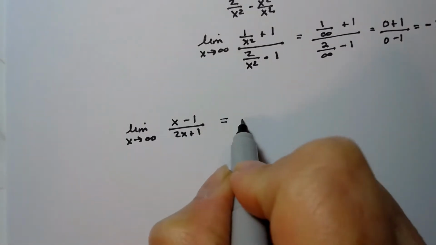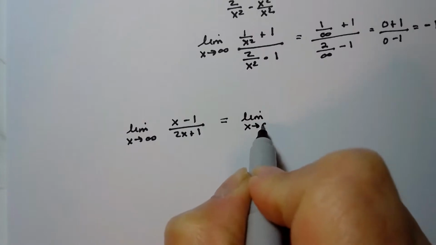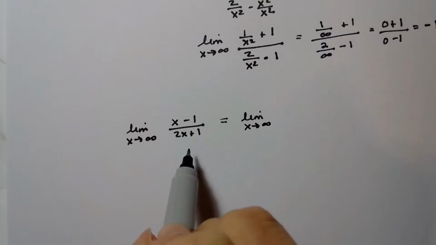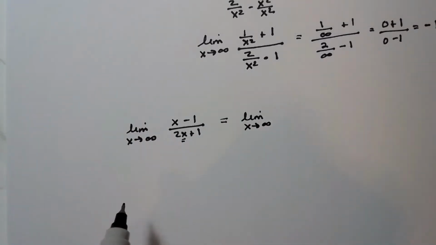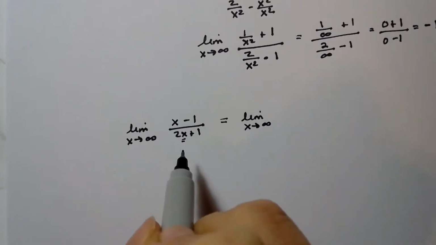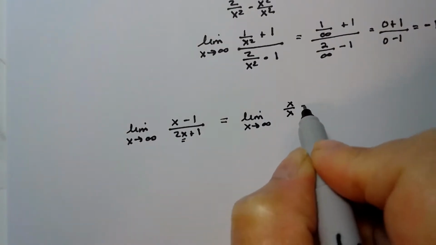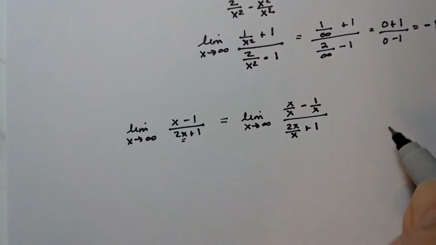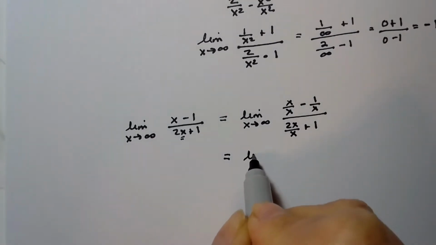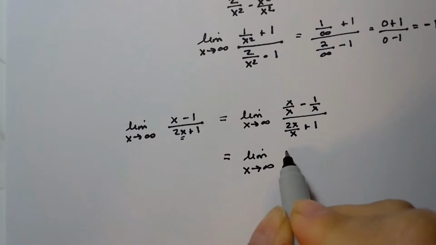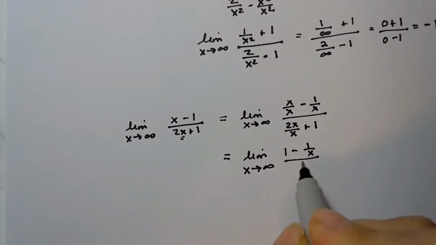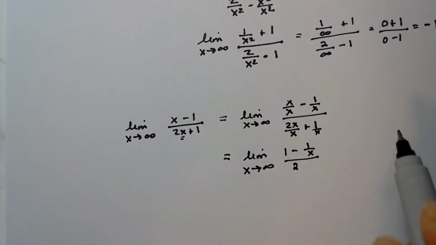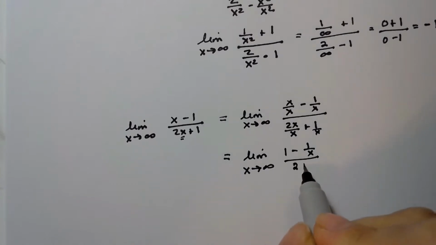We're going to say this is equal to the limit as x approaches infinity, and we're going to divide every term top and bottom by the highest power of x from the denominator. There's only one variable, x downstairs, and its power is 1. So I'm going to have x over x minus 1 over x, all over 2x over x plus 1. And I'm going to clean that up: 1 minus 1 over x, over 2 plus 1 over x.